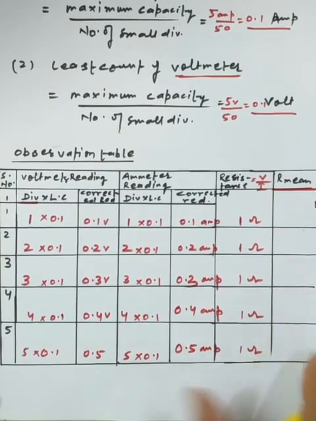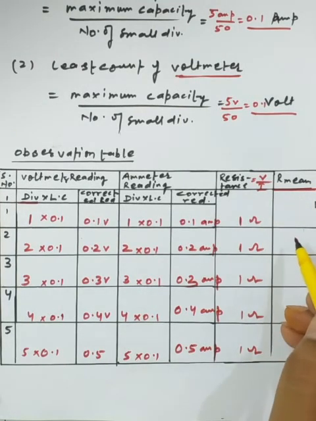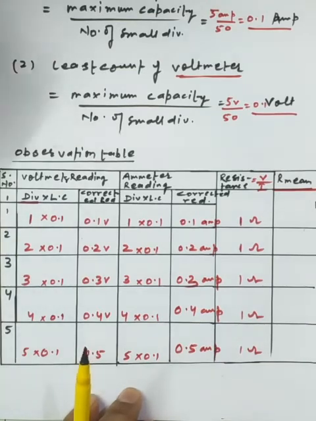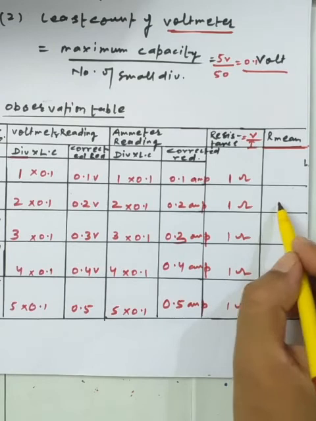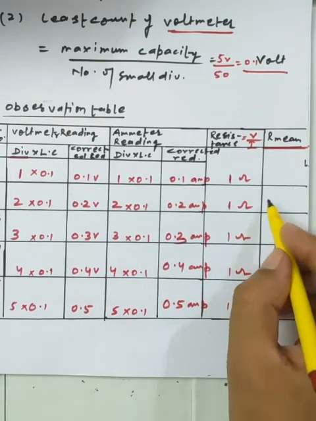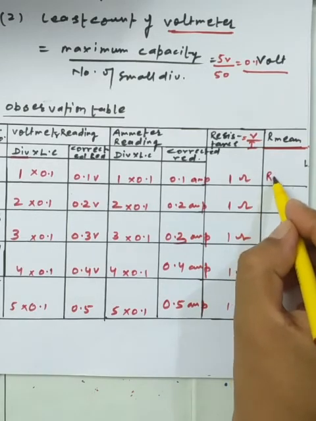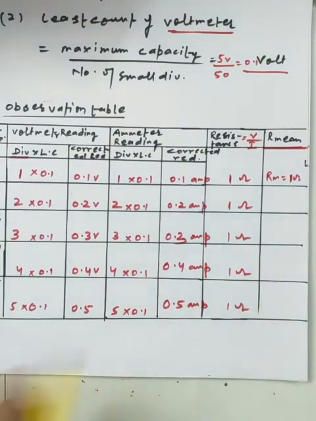Okay, so finally we will put the resistance mean. If you are just taking the average of this portion, you will get the standard value of the resistance, that is 1 ohm. So in any kind of block you must write R mean, that is 1 ohm, directly. You need not write the formula here, because we will do all of that in the calculations part. So this is all for the observation table.